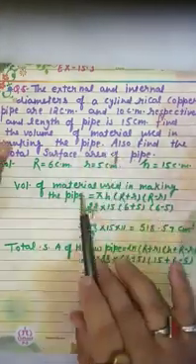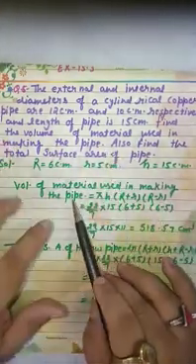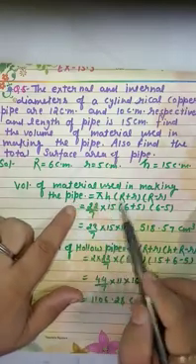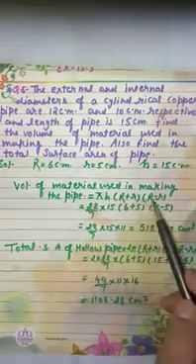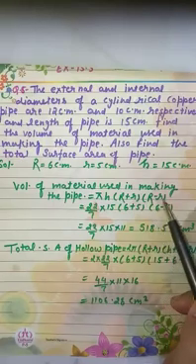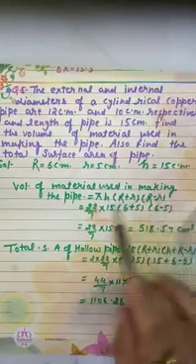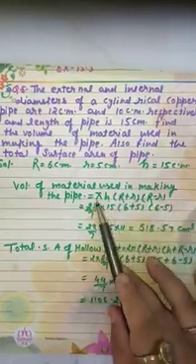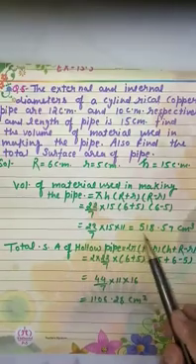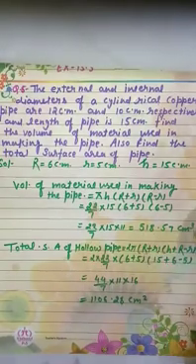So class, volume of material used in making the pipe is pi h bracket capital R plus small r, capital R minus small r. So put the value of capital R, small r, h and pi. After the calculation it will be 1518.57 centimeter cube.